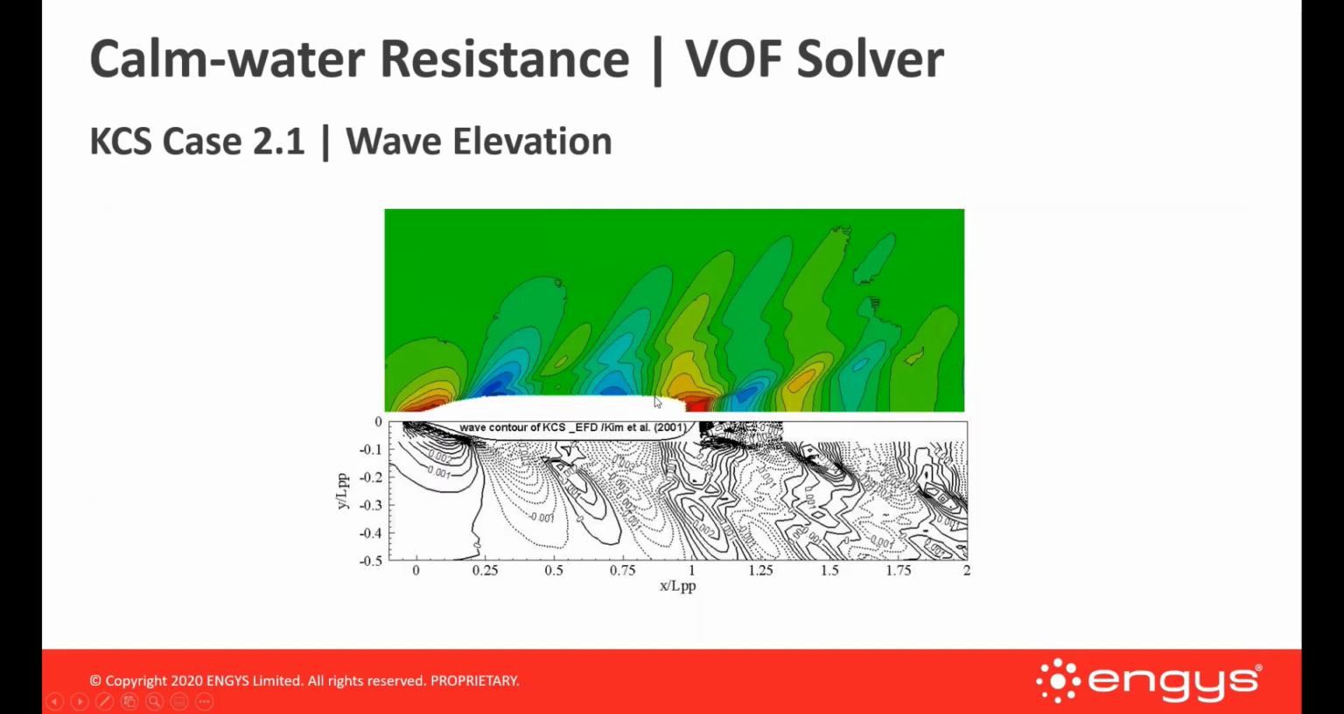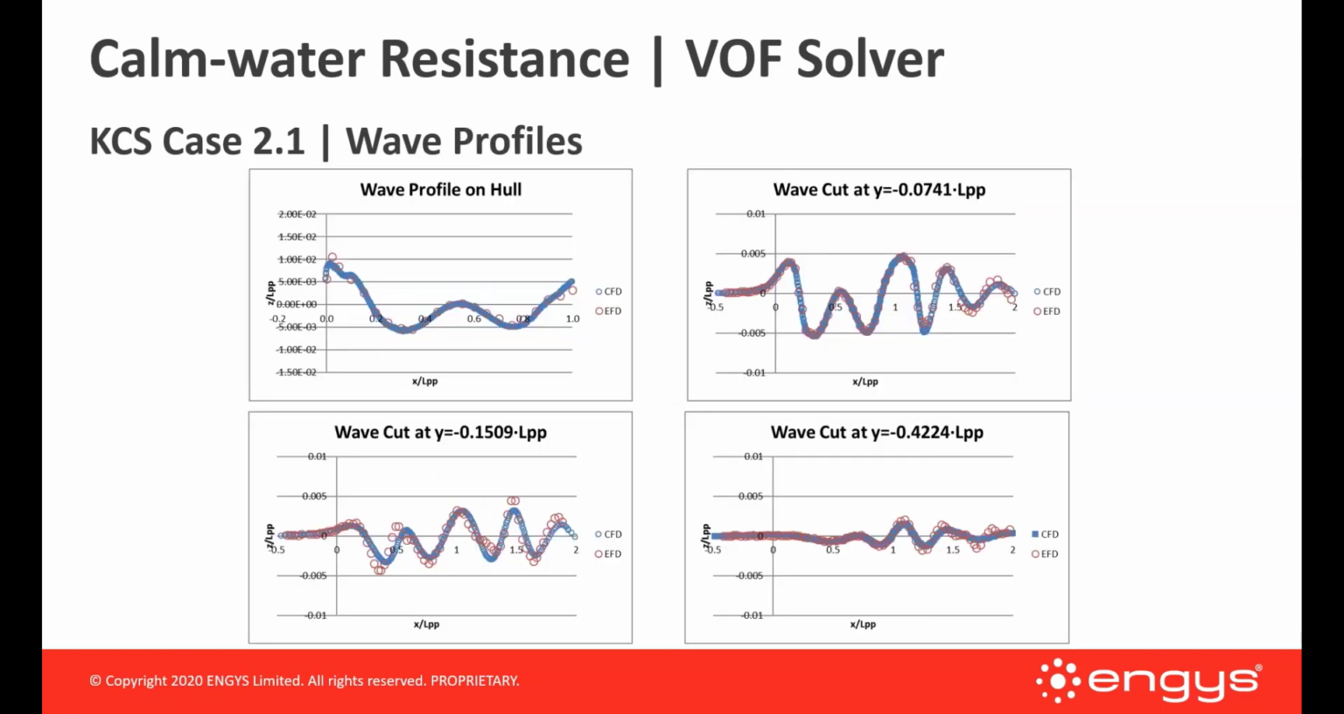Looking at the results for case 2.1, we have the wave elevation, so the wave pattern here. On the top we have CFD, and on the bottom we have the experiments. And you can see here there is good agreement in terms of wave profile. If you look at the wave cuts and wave profile on the hull, for example on the top left here, in blue we have CFD, in red we have the experiments. There's a good correlation with the experimental measure with 2.1 million cells, which is a medium-sized mesh, which was considered for this study.